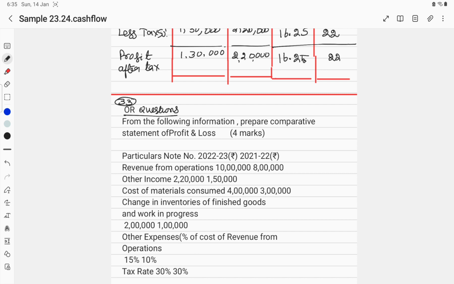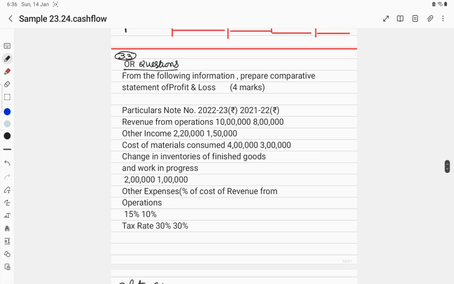Question number 33. From the following information, prepare a comparative statement of profit and loss. Particulars, note number, and 22-23 and 21-22 are given. Here revenue from operations is 10 lakhs, here 8 lakhs. Other income is 2 lakh 20,000 and 1 lakh 50,000.